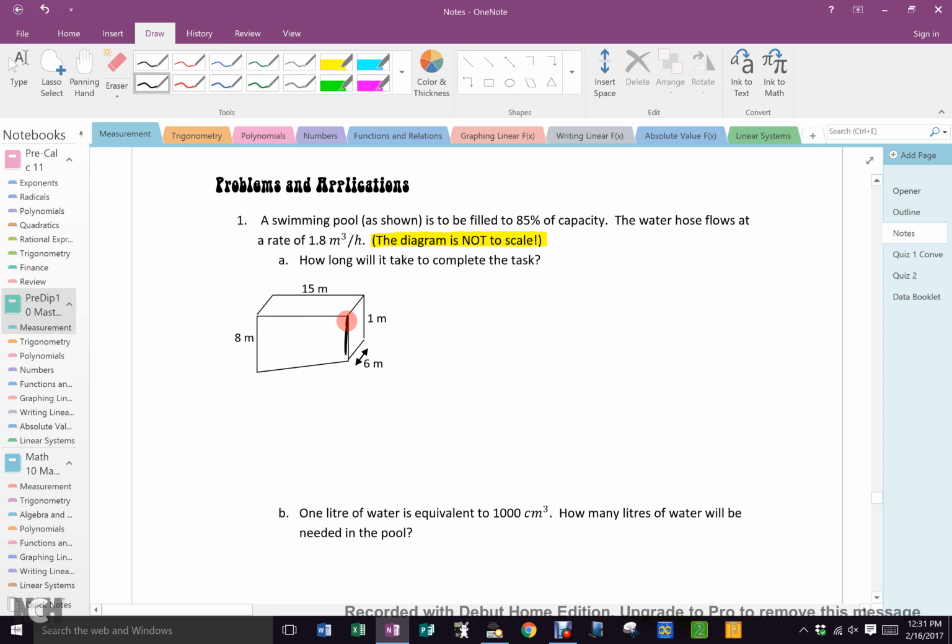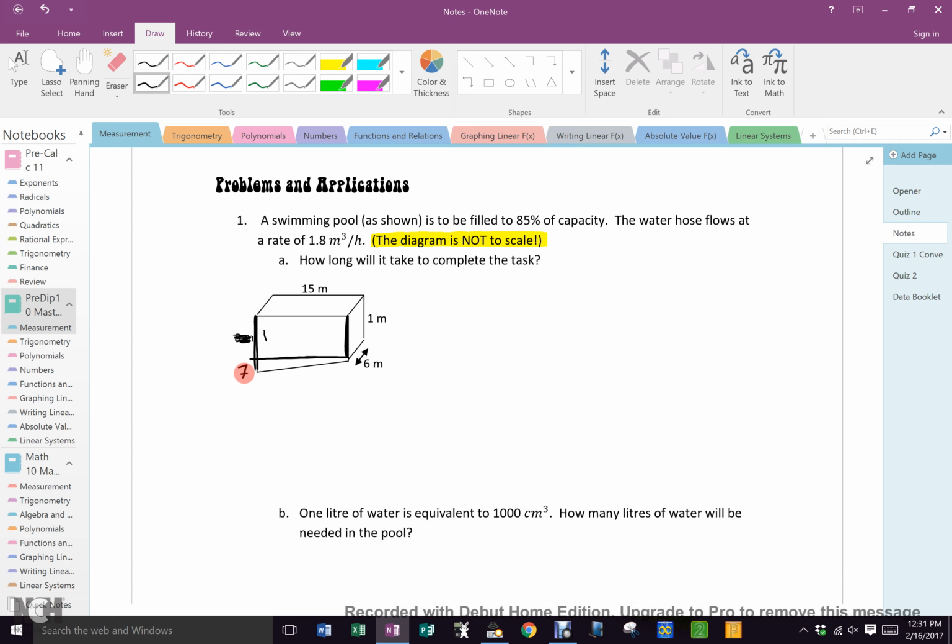This is 1 meter, yeah? This is 8 meters, yeah? So how far is just this part? 1. So how far is this little tiny part down here? 7. Even though it looks little. Does everybody understand that?